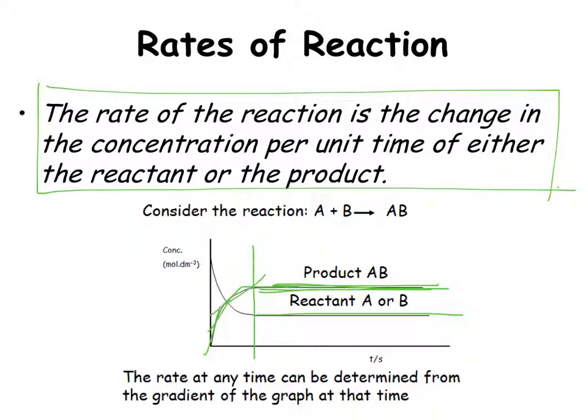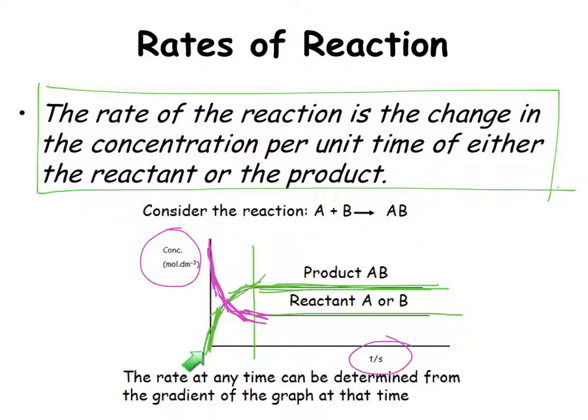Notice at the beginning, I am getting more and more product, and I get it very fast to start with, and then it slows down. The gradient of that graph gets less and less. And the reactants, simultaneously, I lose a lot of reactant to start with, and then I lose a bit less reactant, and a bit less, and a bit less. So the rate at any time can be determined from the gradient of a concentration time graph of the reactants and the products. Remember what gradient is? It is the steepness, and it is going to tell me more or less how fast the reaction is proceeding.